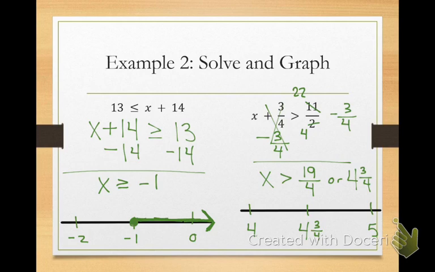Would it be an open dot or a closed dot? Open. It's an open dot. And which way would my arrow go? To the right. Why does my arrow go to the right? Or better yet, what am I saying about the acceptable solutions by the way that I graphed my answer, Colin?